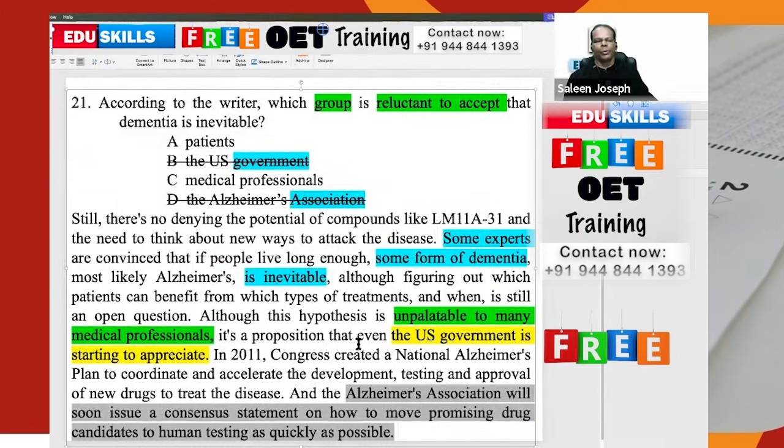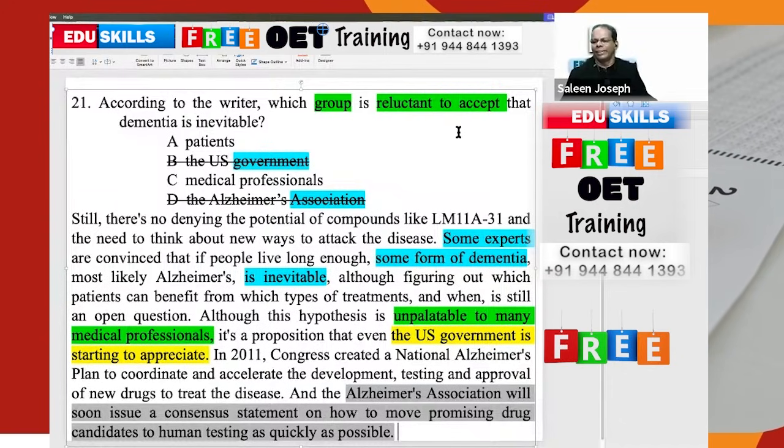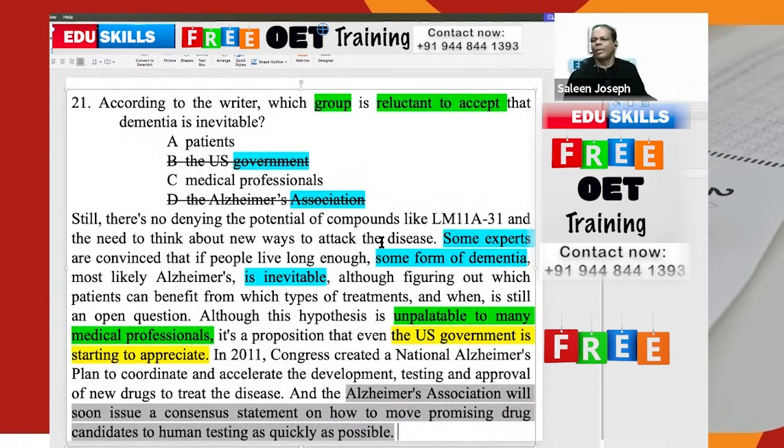Unpalatable to many medical professionals means reluctant to accept. Unpalatable means not acceptable. They don't enjoy it. Unpalatable means I don't taste it, I don't accept it. Reluctant to accept. Whereas the US government is starting to appreciate. They already appreciated, means they accepted and appreciated. But medical professionals did not appreciate.